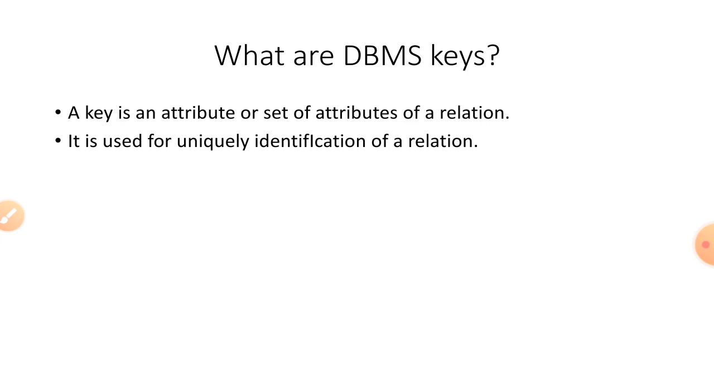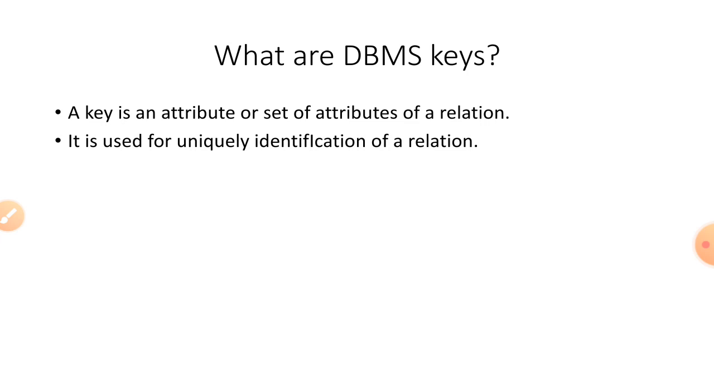The purpose of using DBMS keys is basically the unique identification of a relation. It is also used for establishing relationships between different relations, and for quickly accessing particular records of the relation. If somebody wants to access the record of a particular person, they can easily access it. Why? Because it is uniquely identified and it is in sequenced form.